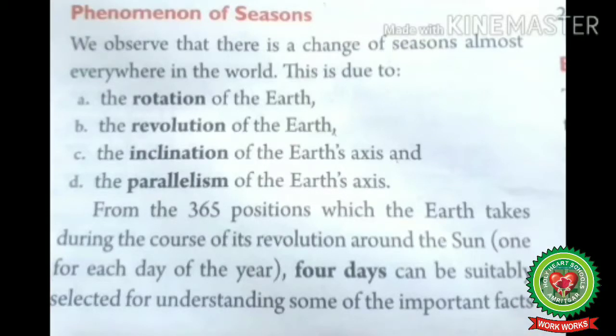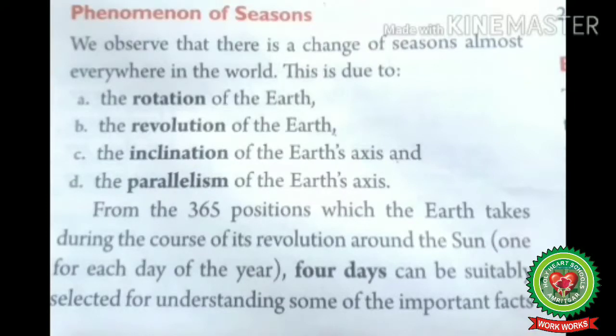The inclination of the earth axis means the tilting of the earth axis, and we have already learned that the axis of the earth is inclined at an angle of 66.5 degree. And the last is the parallelism of the earth axis, which means the earth axis always remains in the same direction.